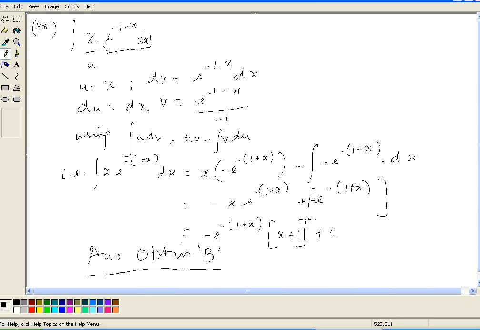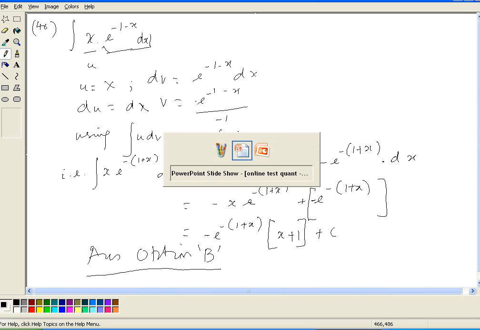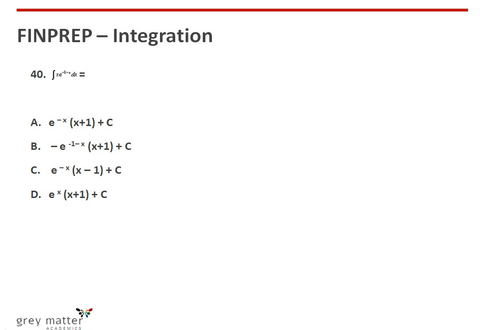And on simplification we get minus e power minus 1 minus x, the entire thing multiplied with x plus 1, plus c. So the answer is option B. Going back to our PowerPoint presentation, it is option B, which says minus e power minus 1 minus x, the entire thing multiplied by x plus 1 plus c, as shown in the presentation.